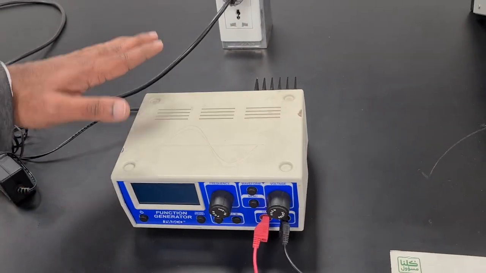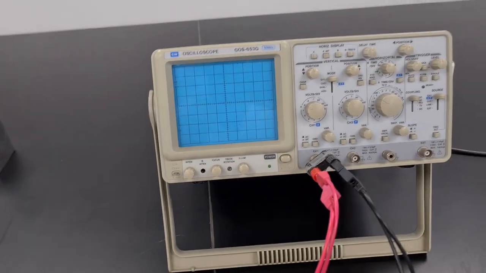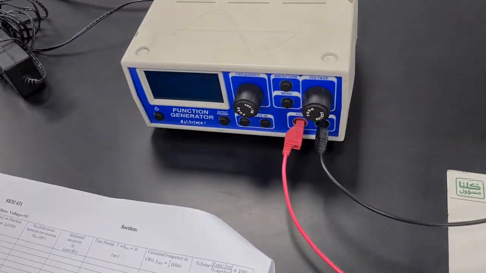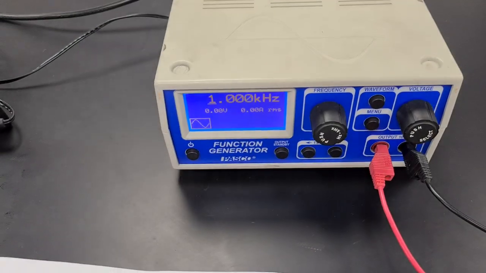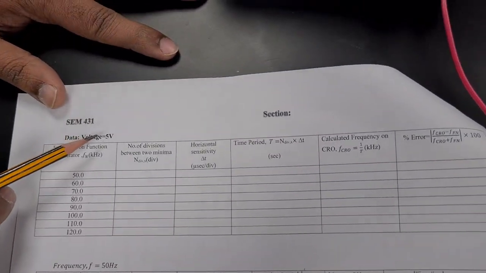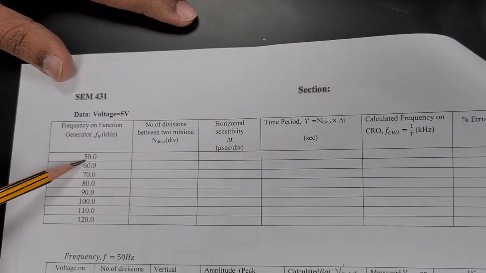You can have a look here. I already gave the connection. Both devices should be connected to 220 volts, which is already connected to the electricity. Clear? Now I'm going to turn on this function generator. And here, what is given in the first table? We have to set 5 volts, and also we have to set 50 kilohertz.